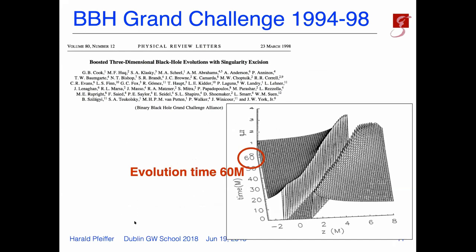Moving forward by 30 years towards the end of the 90s, this is one of the big outcome papers of the binary black hole grand challenge, where the final result was you start with a black hole around z equals zero, and as you propagate forward in time by 60 time units, the black hole moves with roughly 10% of the speed of light. And it has moved from position 0 to position 6, about 6 Schwarzschild radii in this particular case. At that point, the simulation crashed. So, not really that successful just yet.